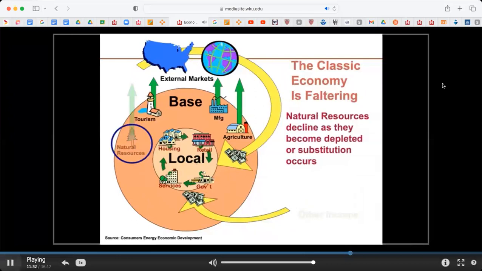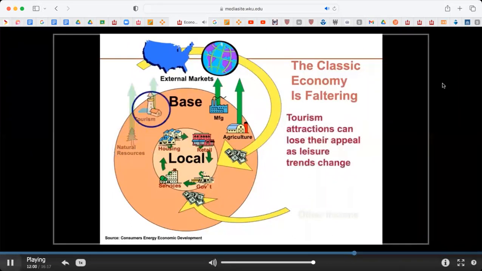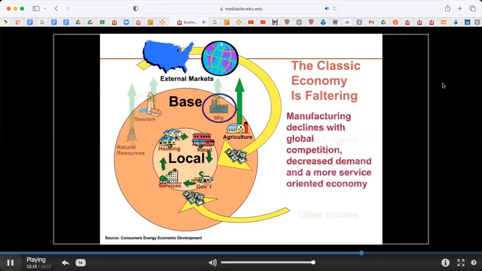Natural resources decline or become depleted, or in some cases like coal, there's a move away from that. You also see tourism attractions, particularly as we've seen with the pandemic. People don't spend as much money on it. The appeal of leisure trends change over time, and there are also limits based on the size of the community. Manufacturing also has declined significantly, particularly in the small cities that we've looked at.